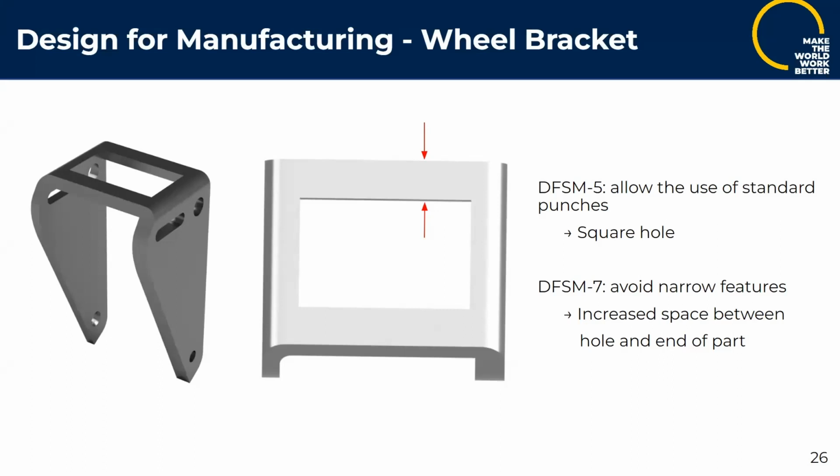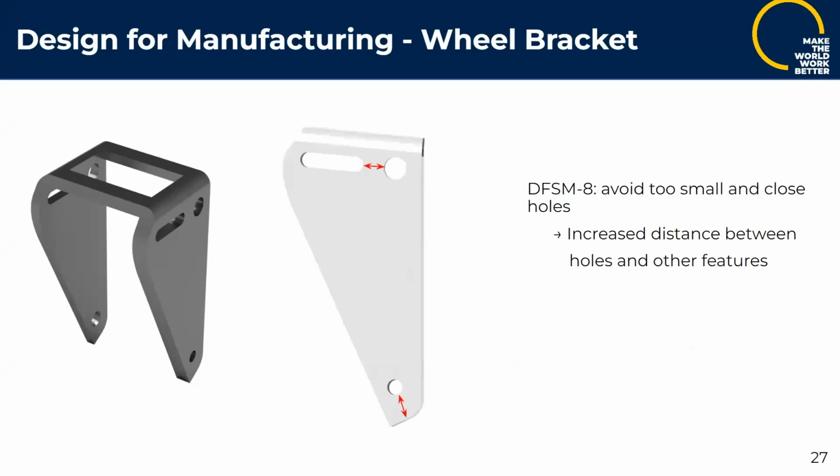So first off, to address DSFM5, which is to allow the use of standard punches, we have changed the shape of the hole from a square with fillets to a regular square. And to address DSFM7, avoiding narrow features, we've increased the space between the hole and the end of the part. In order to address DSFM8, which is to avoid holes that are either too small or too close to each other, we increase the size of the holes as well as the distance between them and other features.